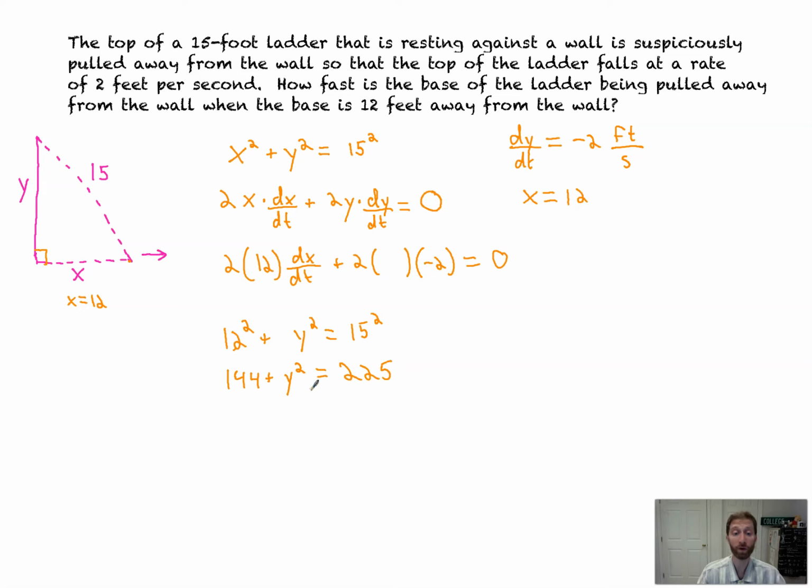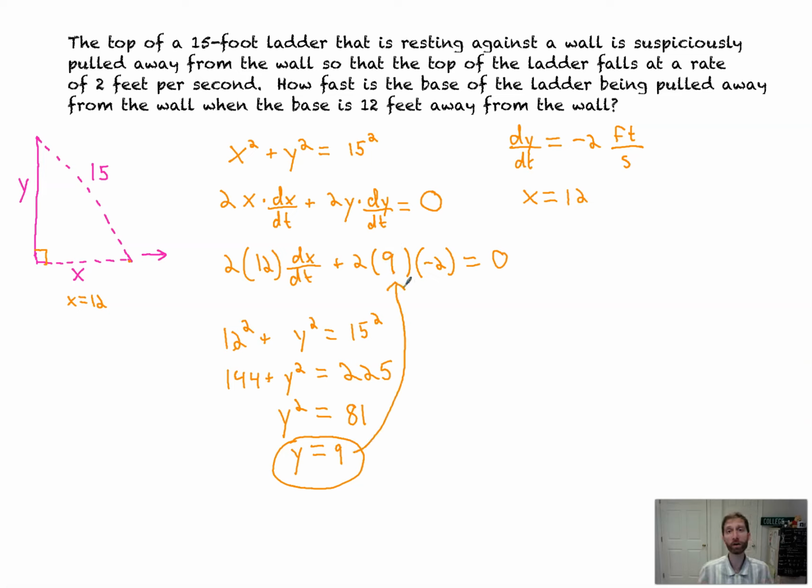We subtract 144 from both sides, just solving like normal. And so that's going to be 225 minus 144 is 81. And the square root of both sides will yield us y. So y is equal to 9. Well, now that I've got y is equal to 9, I can insert that back into the equation, right? So now y is equal to 9. Plug that in there.